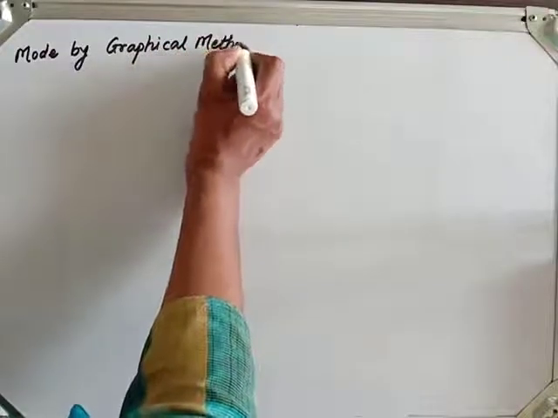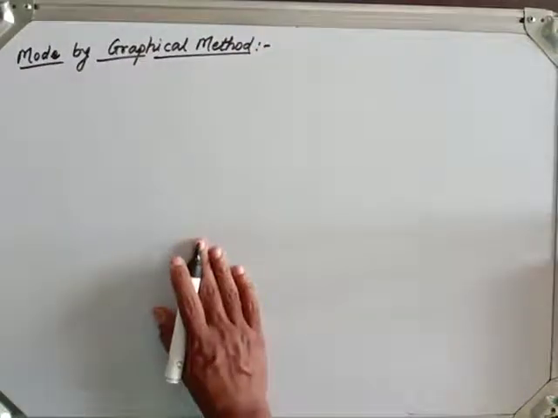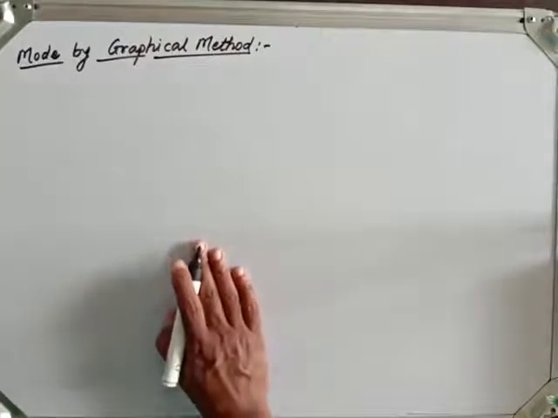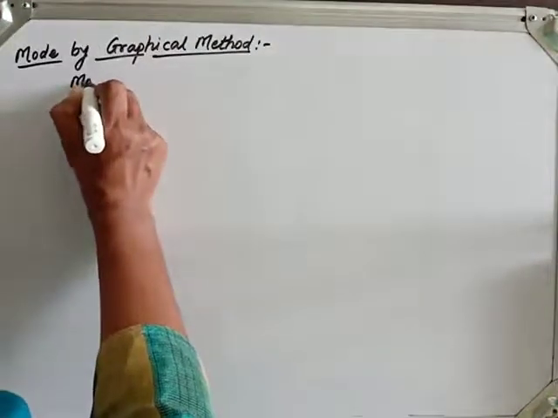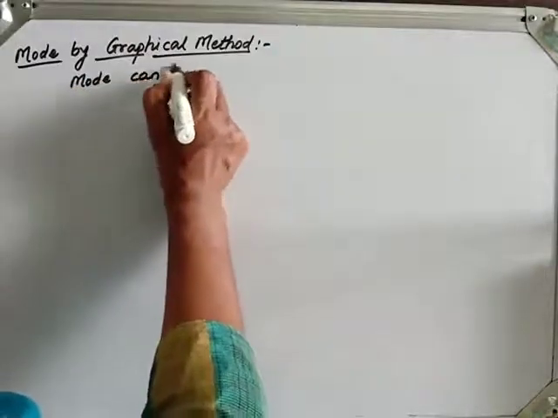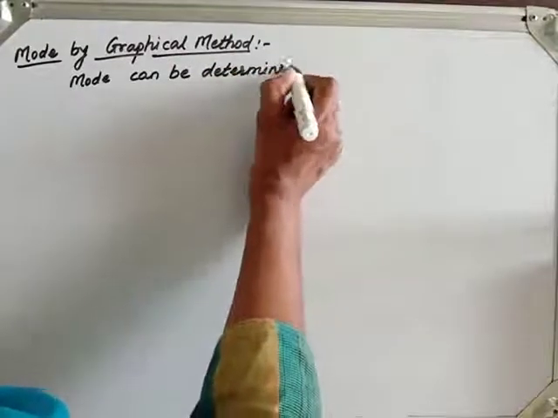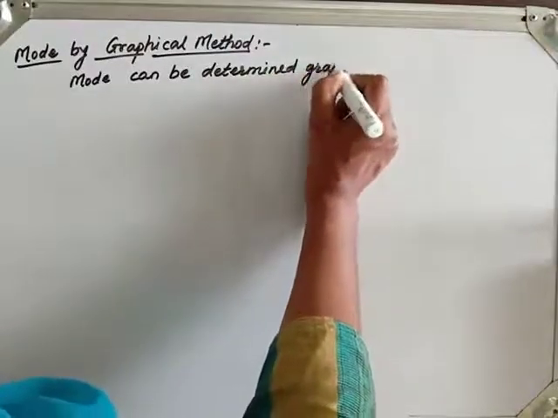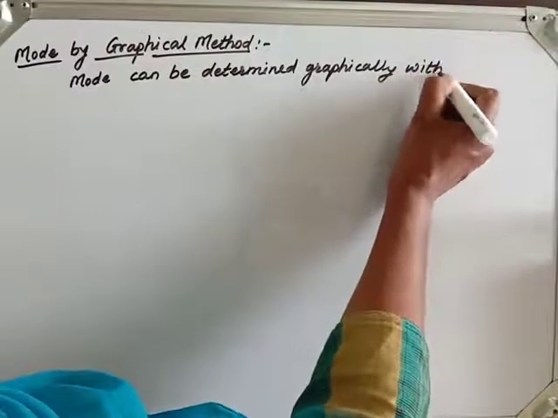Now in the median, when we determine the median by graphical method, we plot a less than type cumulative curve, or less than type ogive curve, while here for the mode we can determine it using a histogram. We have to draw a histogram here. So mode can be determined graphically with the help of a histogram.